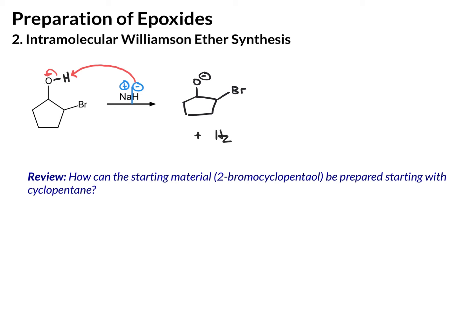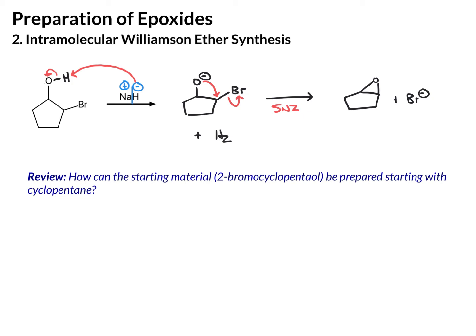So from here, now what we have is our nucleophile and our organohalide in the same molecule next to one another. So this is an intramolecular SN2. The lone pair on the oxygen will come down here to form a bond, and we'll lose Br minus as the leaving group. And we're left with the epoxide.